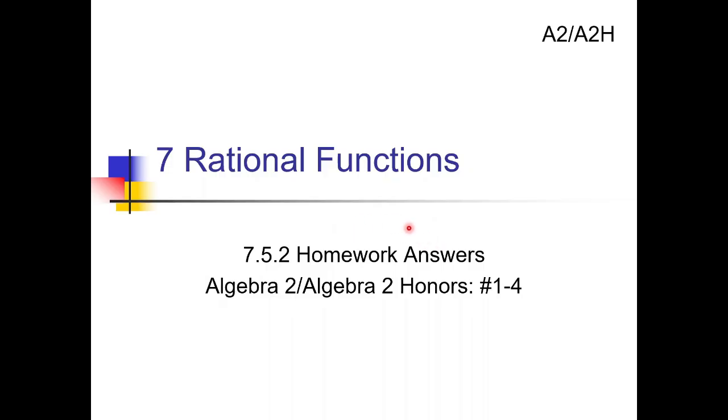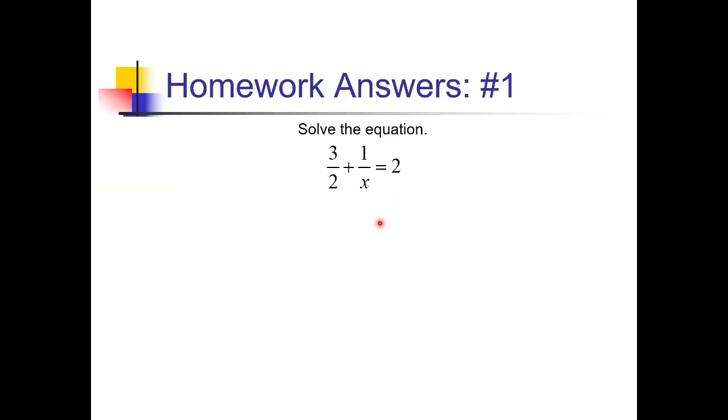In this one, we focus on multiplying by the LCD. For this problem, since I don't have a single term on each side, I'm not really looking to cross multiply these. I'm just going to multiply everything by the LCD. So that's going to be 2 and an x. That's everything in our denominators.